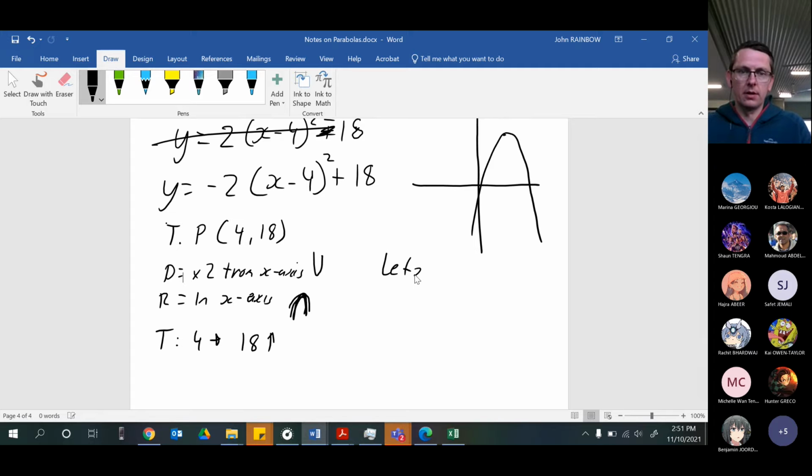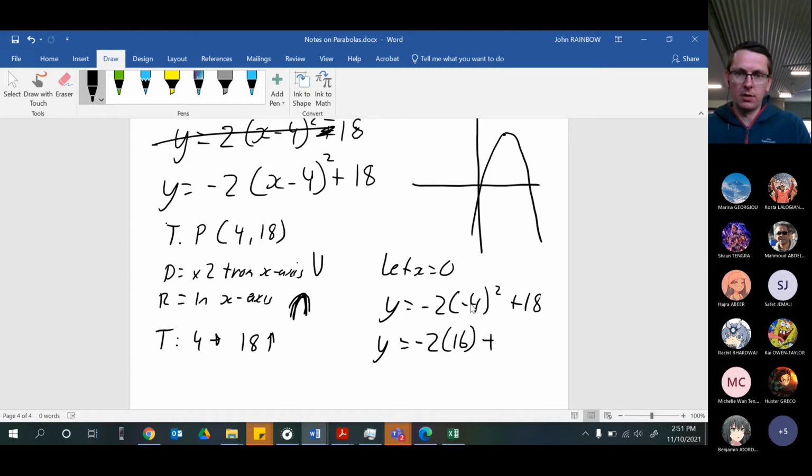We let x equal 0. So we've got y equals -2 bracket -4 all squared plus 18. -4 squared is what? That is 16. Just doing basic maths here. I've done my brackets. I already put 0 in there. Now I'm doing my indices. I just did that. -4 squared is 16. Now I'll do my multiplication. -2 times 16 is -32. Some people struggle with the maths there.